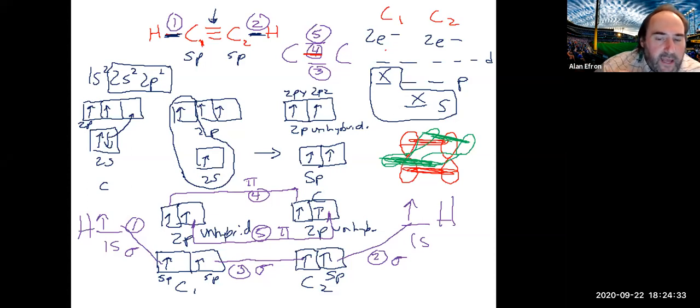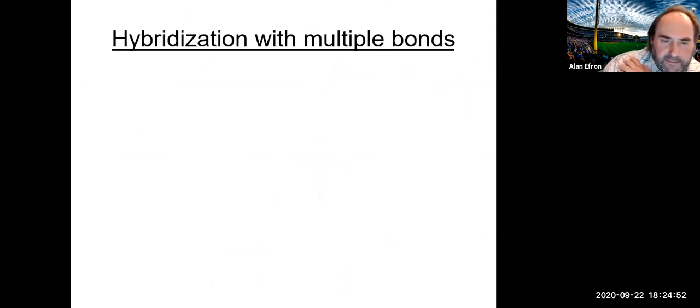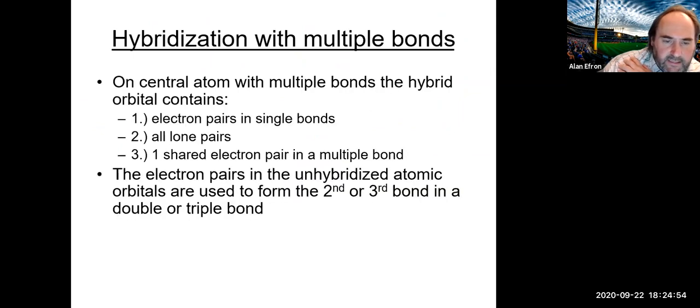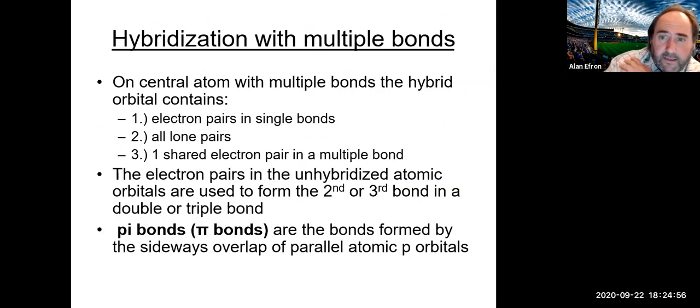So a triple bond is composed of basically 2 pi bonds and a sigma bond. A double bond is composed of a sigma bond and a pi bond. Questions on that? Let me just write that out so everybody can see it. I'll write it here.